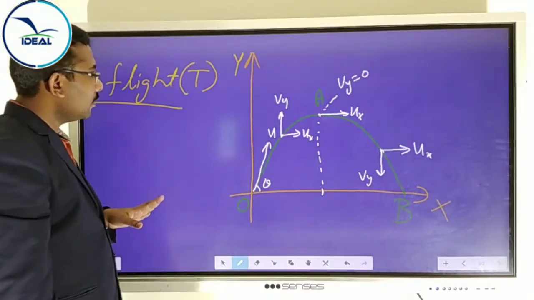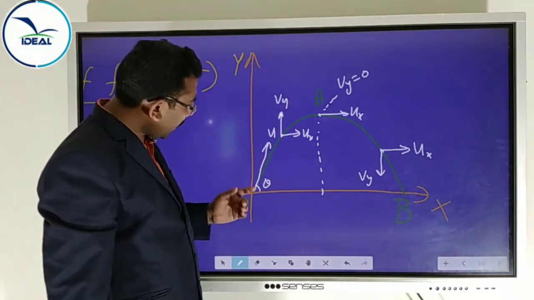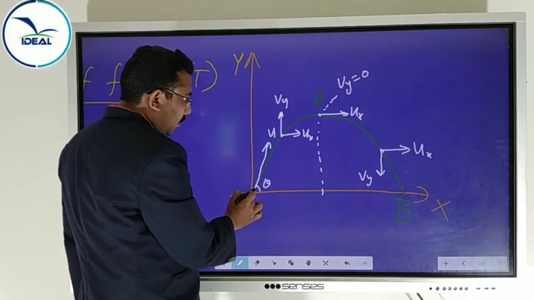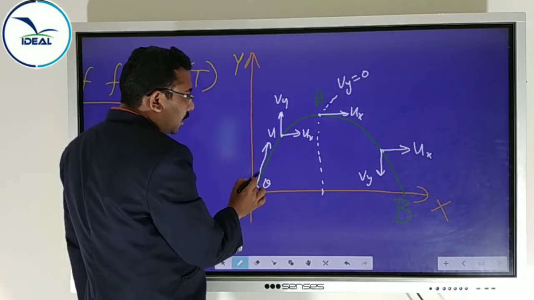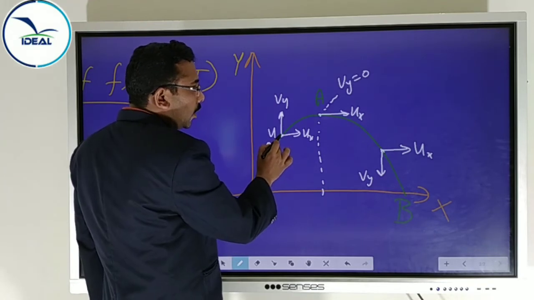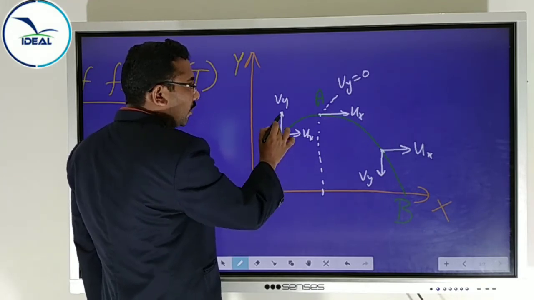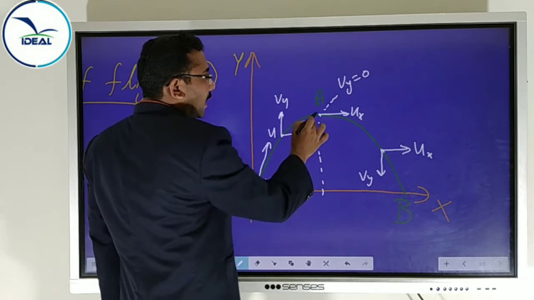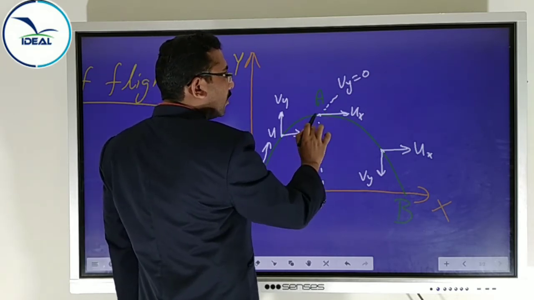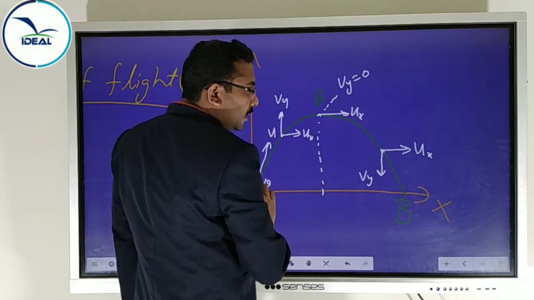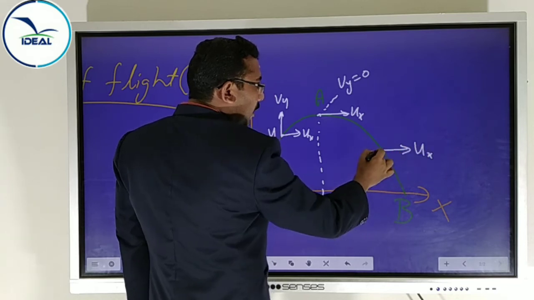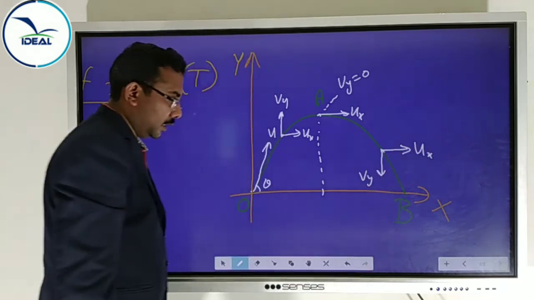This is the path of a projectile and the horizontal and vertical velocity. Projecting at an angle theta with initial velocity u. At this point, horizontal velocity ux, vertical velocity uy. At the maximum height, ux is the horizontal velocity, Vy equal to 0, vertical velocity 0. At this point, ux horizontally and Vy vertically downward.